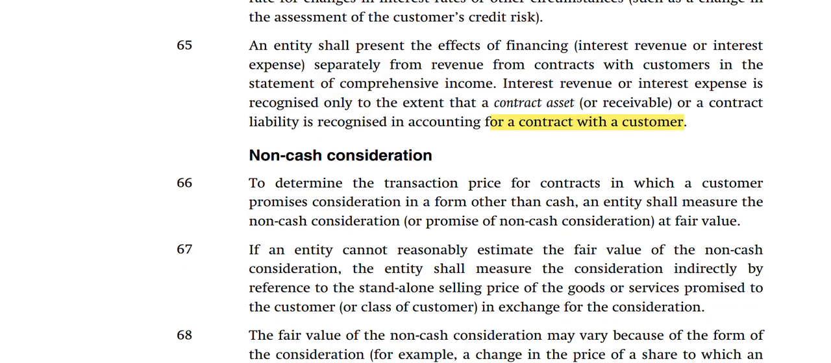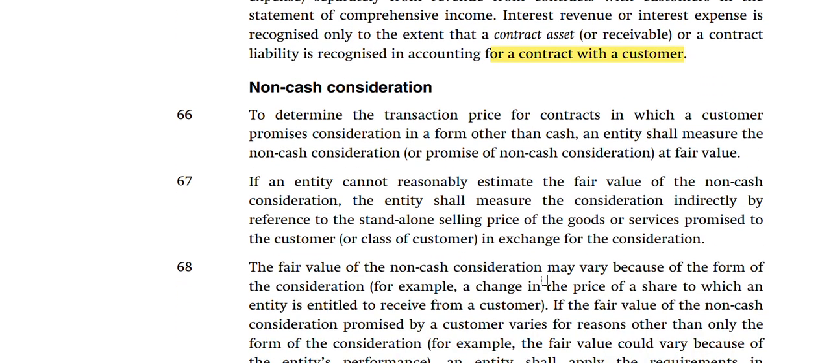Non-cash consideration. To determine the transaction price for contracts with customers, if the promised consideration is in a form other than cash, the entity shall measure the non-cash consideration or promise of non-cash consideration at fair value. If an entity cannot reasonably estimate the fair value of the non-cash consideration, the entity shall measure the consideration indirectly by reference to the standalone selling price of the goods or services promised to the customer in exchange for the consideration.